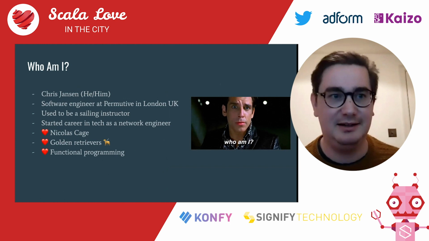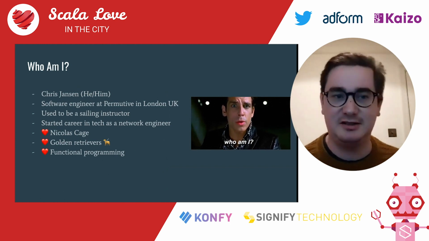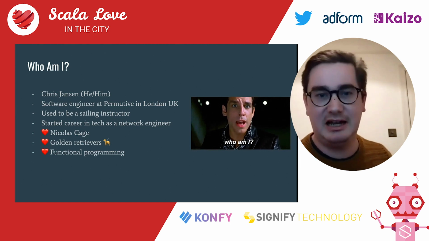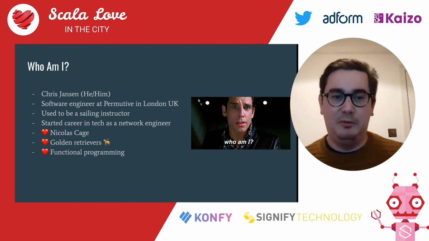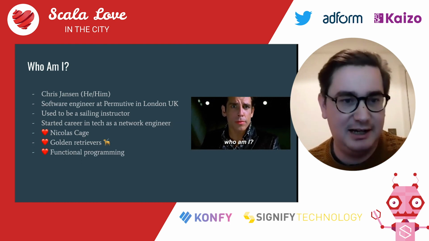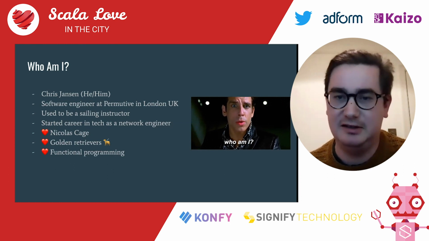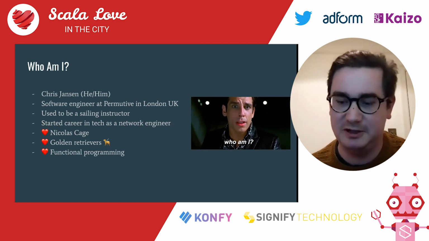If you'll indulge me, let me just introduce myself a bit. I'm Chris Jansen. I'm a software engineer at Permutive in London. I was at one point a sailing instructor before I changed careers entirely to tech and started out as a network engineer. And somehow I've made my way into the world of Scala and functional programming.